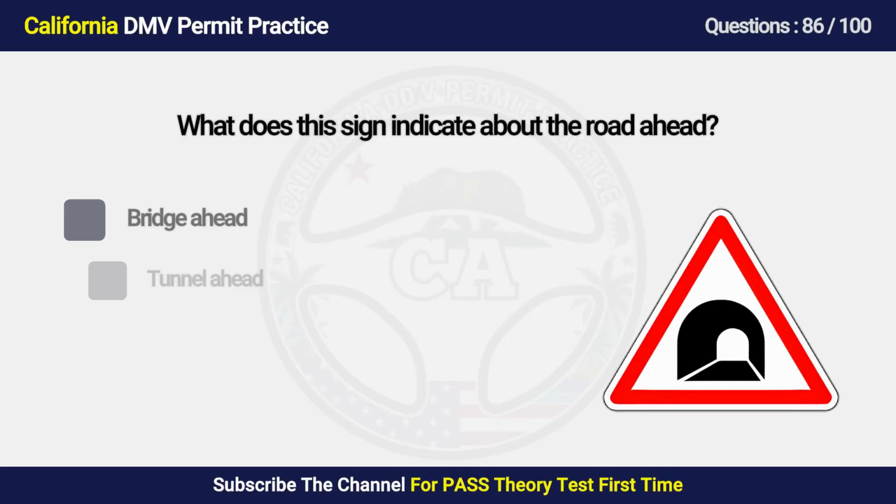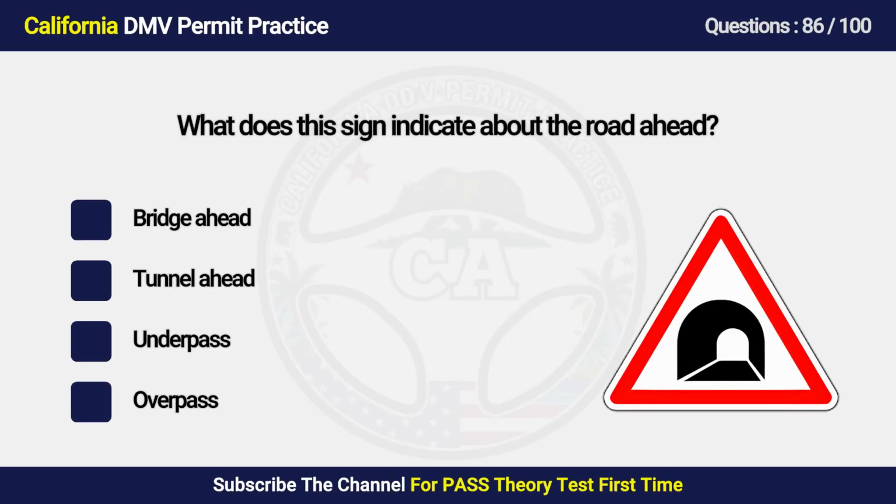Question 86. What does this sign indicate about the road ahead? A. Bridge ahead. B. Tunnel ahead. C. Underpass. D. Overpass.